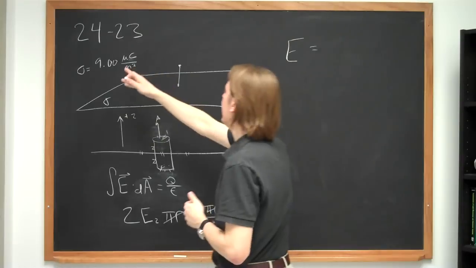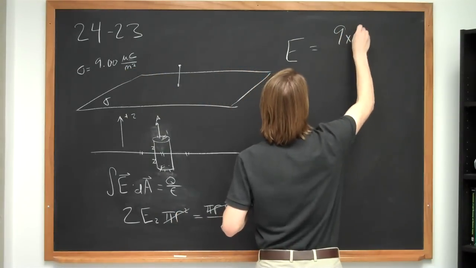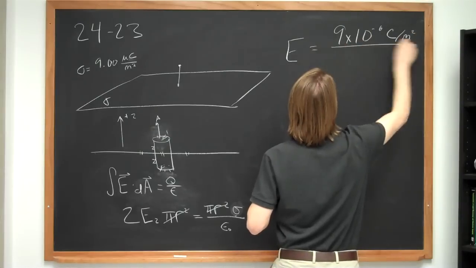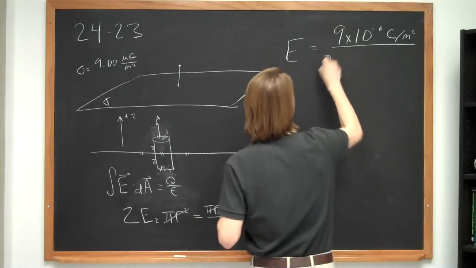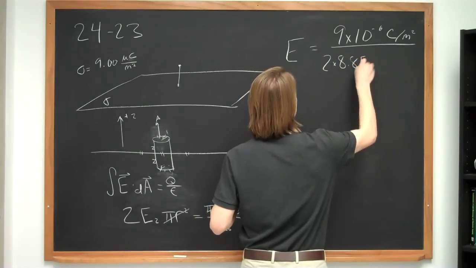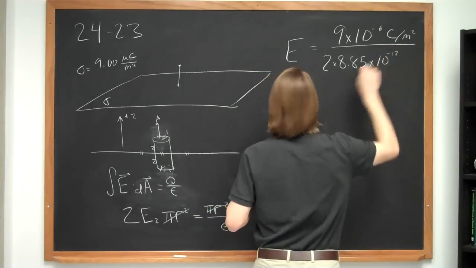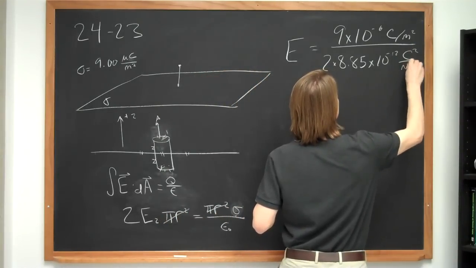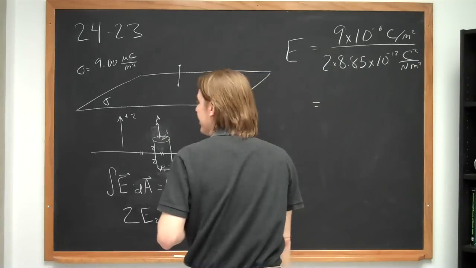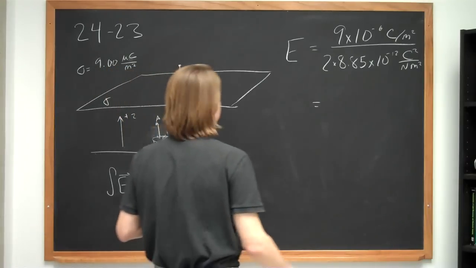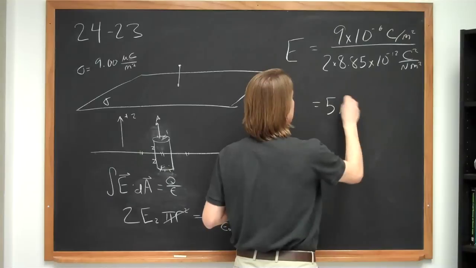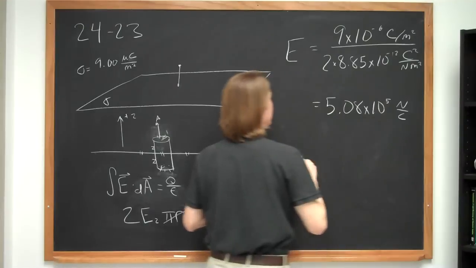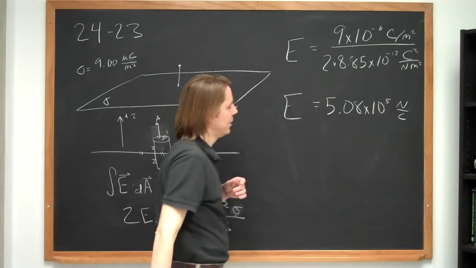It's sigma. So it's 9 times 10 to the minus 6 coulombs per meter squared over 2 times 8.85 times 10 to the minus 12. I always have to look it up. Coulomb squared per Newton meter squared. And if you run those numbers, you get 5.08 times 10 to the 5 newtons per coulomb is the E field magnitude.